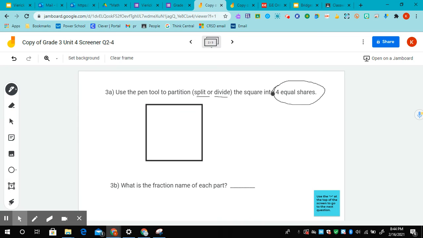Fractions we haven't talked about in a while, so just do your best for this, because when you divide something into equal parts or equal shares, you're just dividing something. So you can split it up however you want on here so that there are 4 equal shares or parts. Then you will write what the fraction is of each part. So remember, a fraction would be something over something. So however many parts there are out of how many parts total.